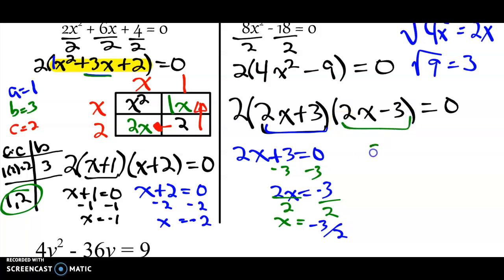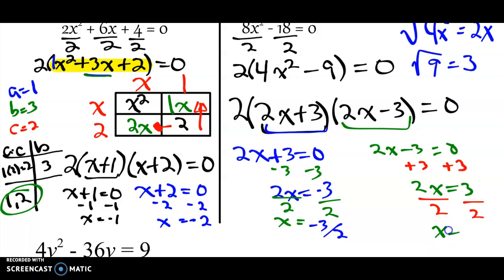In the second case, we take 2x minus 3, set that equal to 0. So we add 3. And now we have 2x equals positive 3. Divide by 2. X equals positive 3 over 2. So those are our two solutions. X equals negative 3 halves and x equals positive 3 halves.